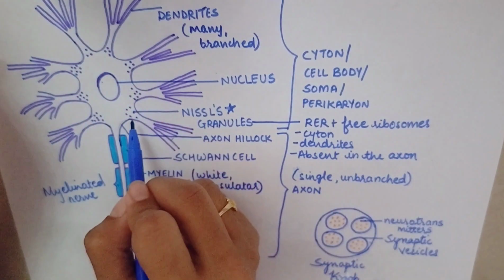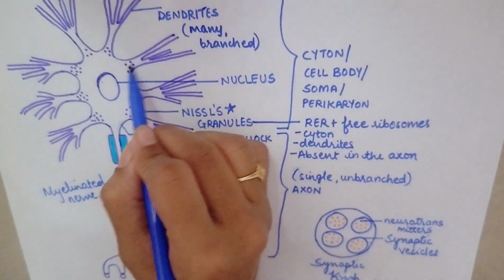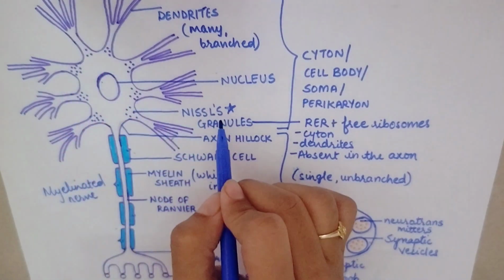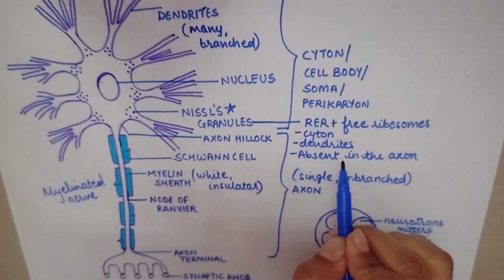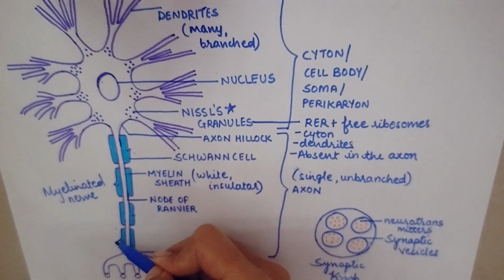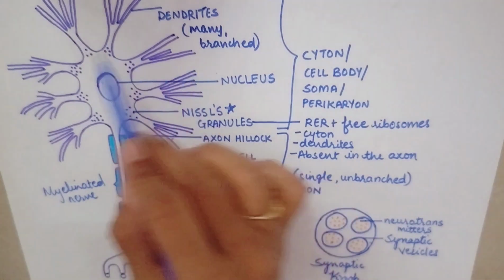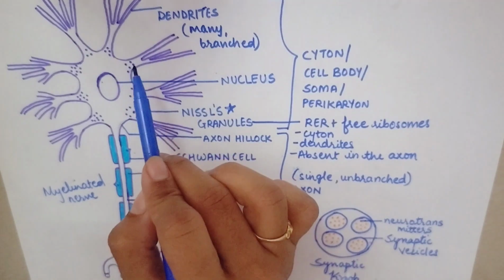Now here you can see these Nissl's granules are present in the cyton and in the dendrites. See, they are there in the dendrites as well, right? So they are present in the cyton and in the dendrites. This you should remember, that they are absent in the axon. Here you won't find any Nissl's granules. Okay, remember this part, that Nissl's granules are present in the cyton and the dendrites. They are absent in the axon. Okay, so this was about the cell body. Here you need to remember about the Nissl's granules, which is important.